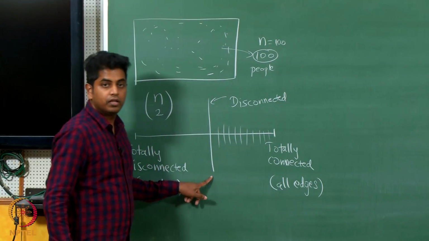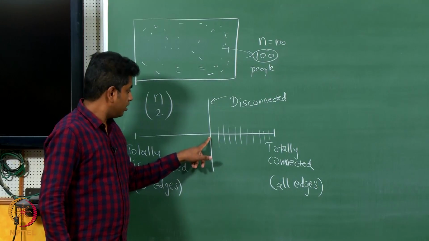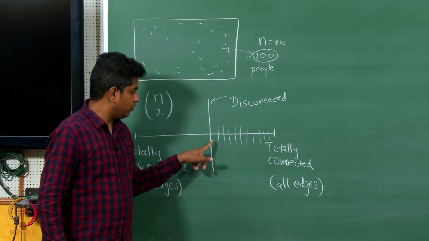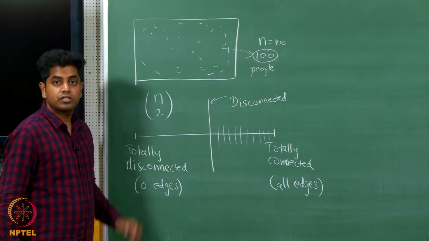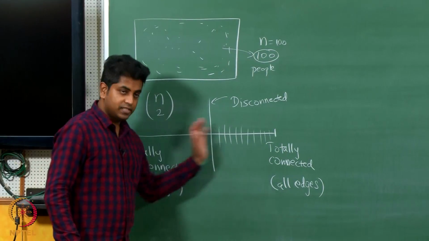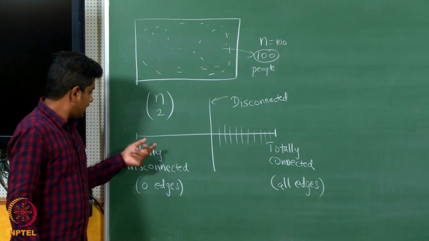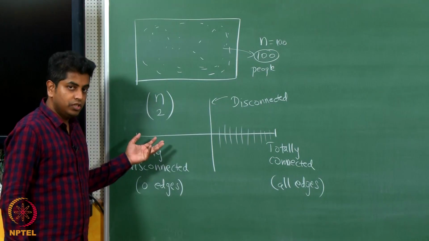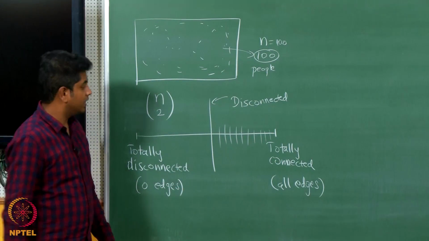What is that point? Should you remove half the edges, or only a few edges when removed will make the graph disconnected, or should you remove a lot of edges? This question is same as take no edges, keep putting one edge uniformly at random, when exactly will the graph become connected?